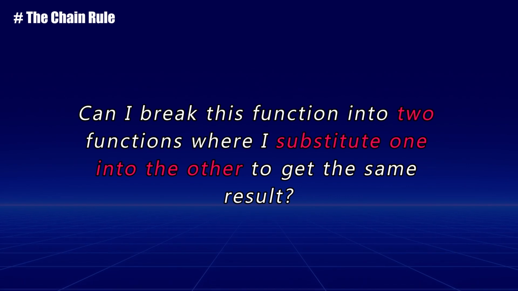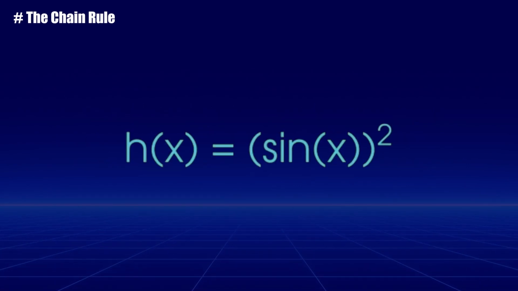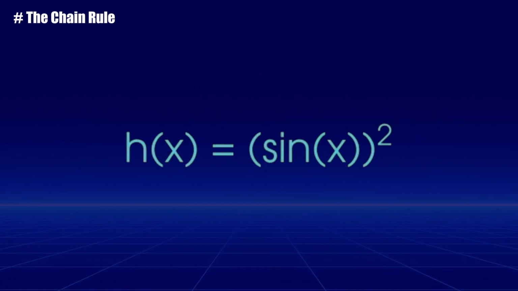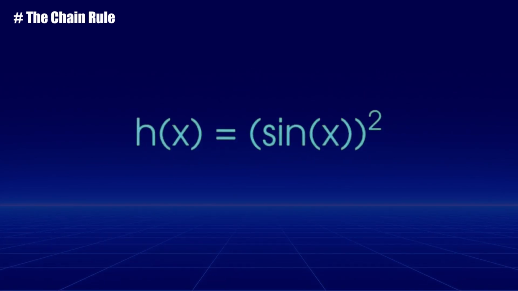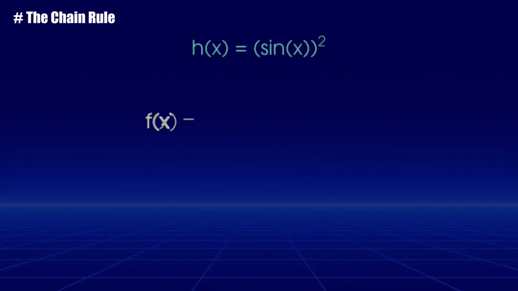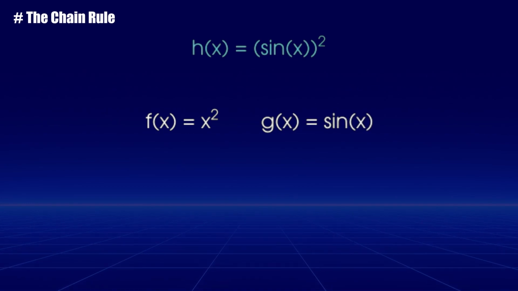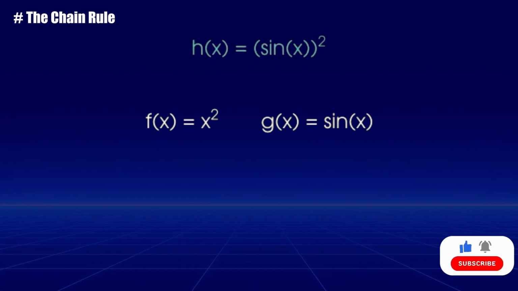Let's try an example. Say we have h of x equals sine x squared. Can we break this into two simpler functions? We can let f of x equals x squared and g of x equals sine x. Then, if we plug g of x into f of x, we get our original function back. Understanding this process of decomposition is crucial before applying the chain rule.